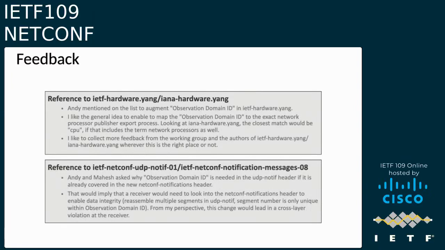The second one is in regards to the observation domain ID, if it's needed in the UDP notif header. I think Pierre already answered the question in his previous presentation, and I just want to reemphasize here that on the data collection side, if the observation domain ID would not be within the UDP notif header, in order to enable data integrity we would need to look into the notification message itself. I think that would be a cross-layer violation, which we would like to avoid. Looking forward to feedback from the group. That's all. Any questions?